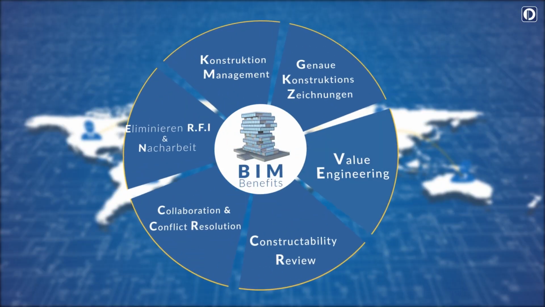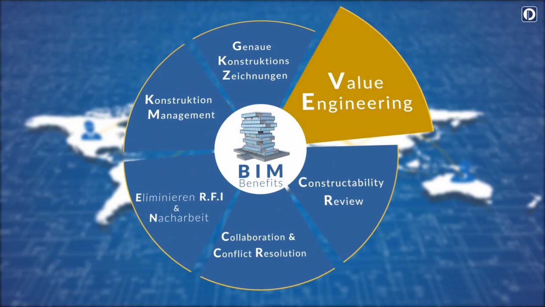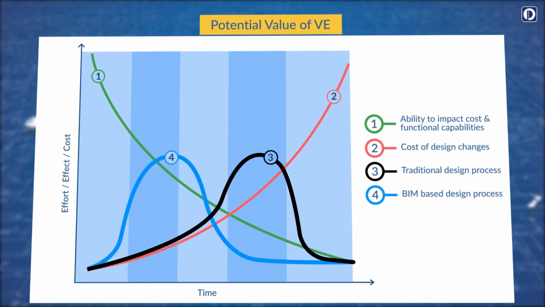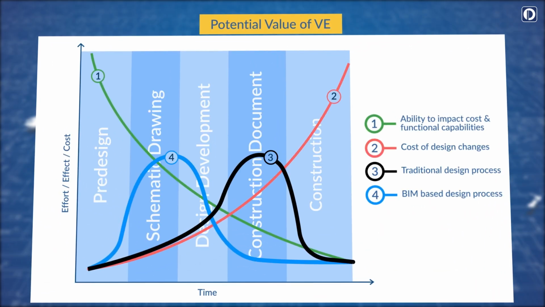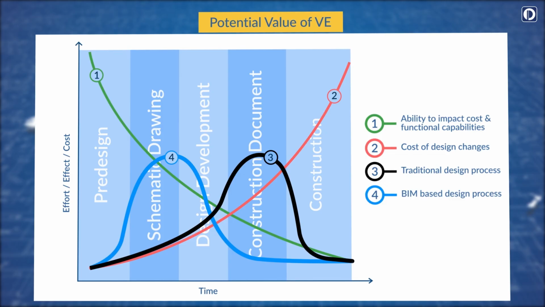Of all the benefits, one of the most important is value engineering, or VE, which doesn't receive the attention it deserves. This graph shows the correlation between value engineering and the different stages of construction. The earlier value engineering is introduced into the overall construction process, the better. This is because a higher amount of savings can be realized by avoiding major changes at a later stage.